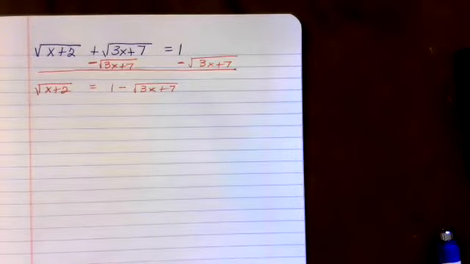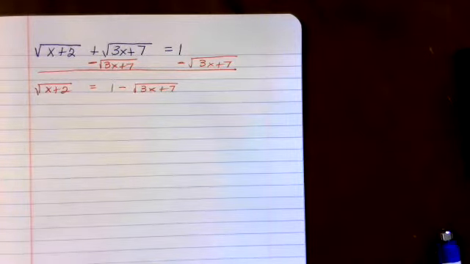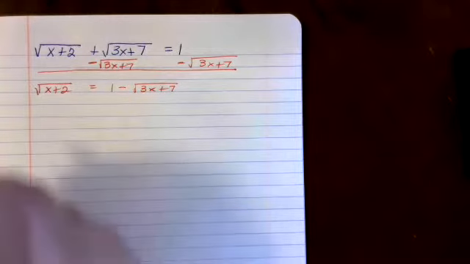So I'm left with radical x plus 2 is equal to 1 minus radical 3x plus 7. So I've isolated a radical successfully. So I could easily remove that radical on this side by squaring it.